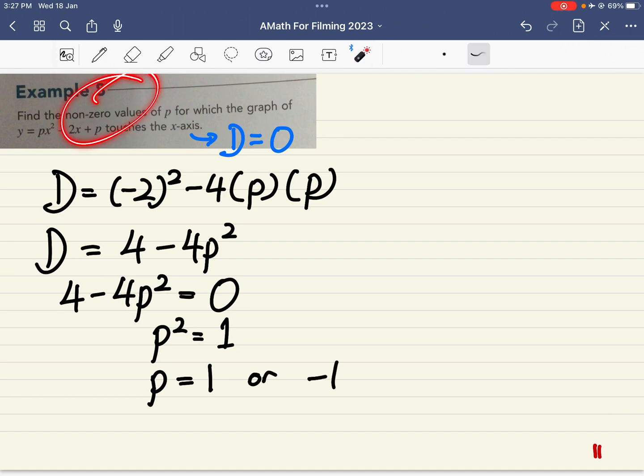Notice that they say non-zero values, so negative values are fine. So p equals negative 1 is also a valid answer. Okay, let me just give you a bit more connection here.